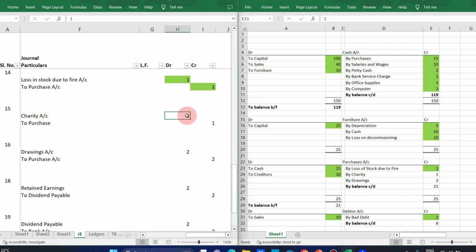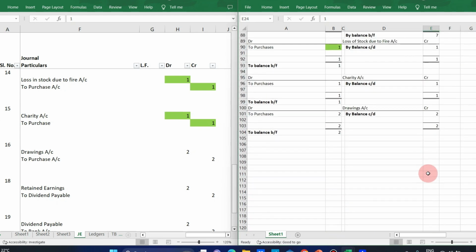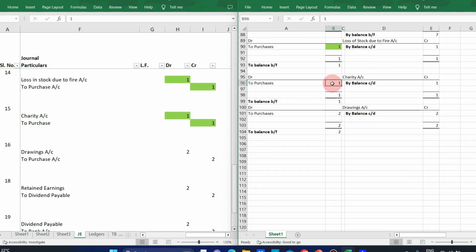Charity account debit to purchase account. So purchase is already there, purchase getting credited. Let me just mark it first, and for charity there will be a new account. Charity got debited. Drawings account debit to purchase. So for drawings, a new account is required. Purchase already exists there, so we will be using the same one.